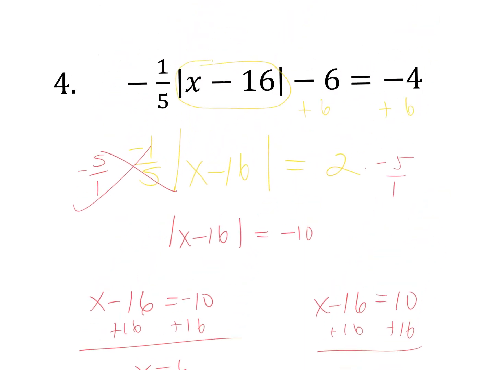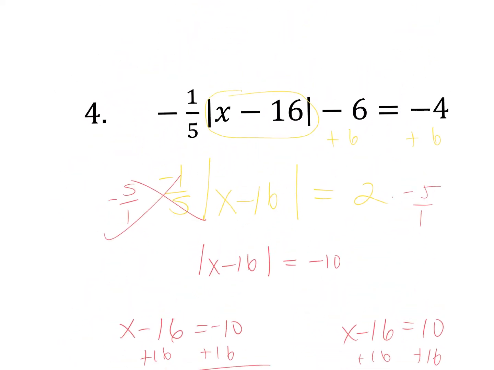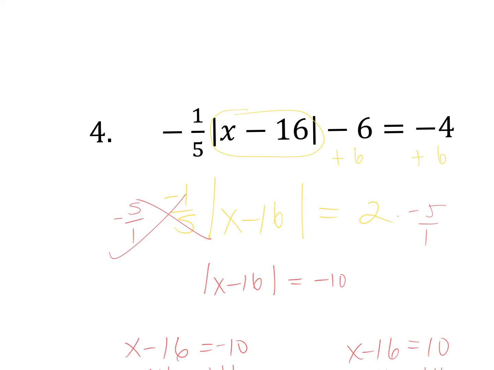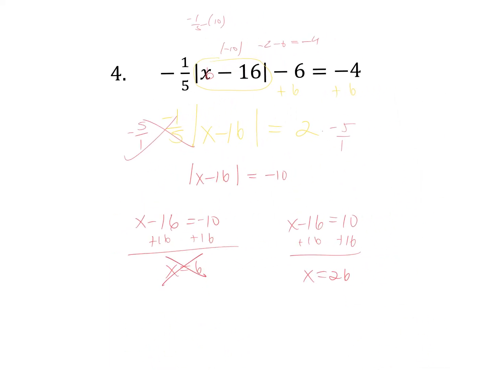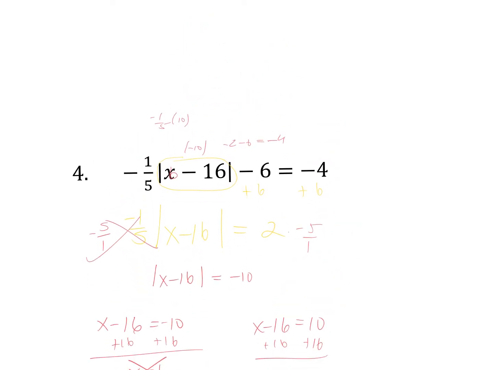If I go back up here to the original. Okay, if I plug in 6 right here, the first one, right? What is 6 minus 16? Negative 10. Okay, what's the absolute value of negative 10? 10. What is negative 1/5 times 10? Negative 2 minus 6. Does that give me negative 4? No, so this one doesn't work. Okay, it looks like it should have, but it doesn't. You have to go back and check, guys.